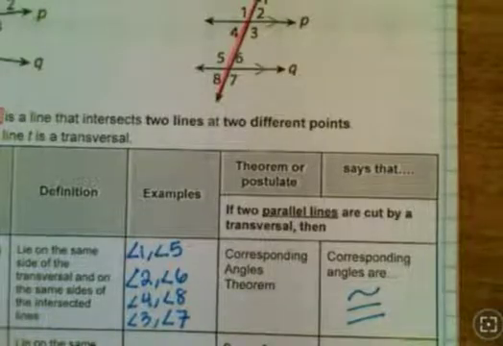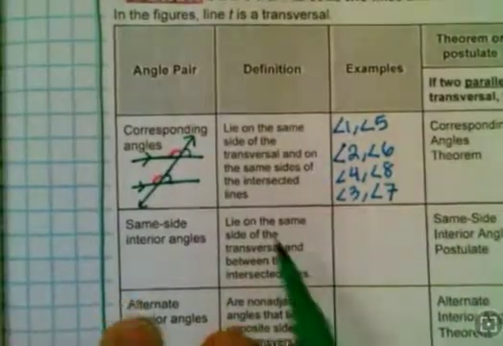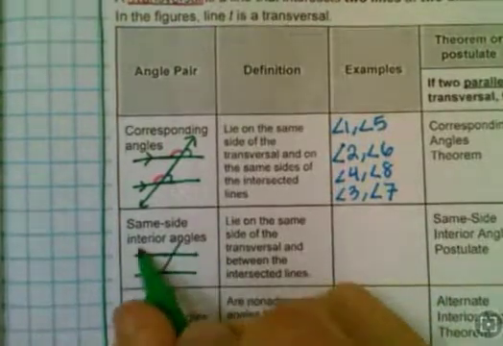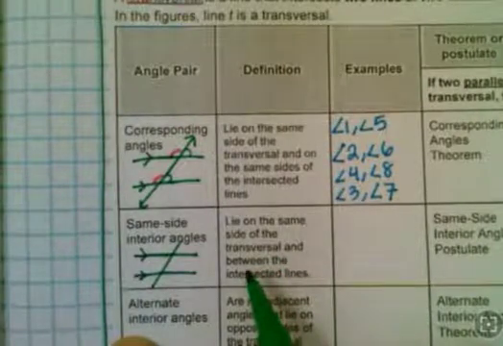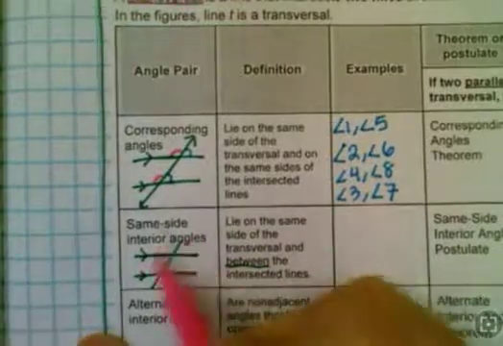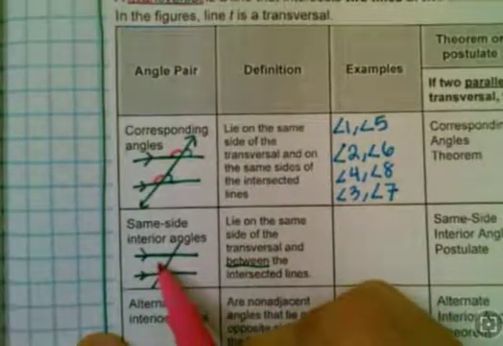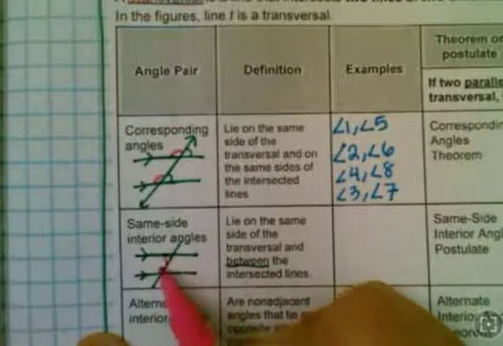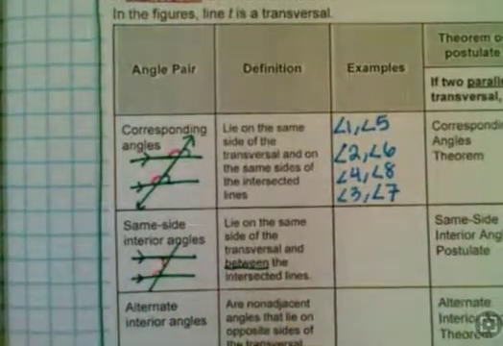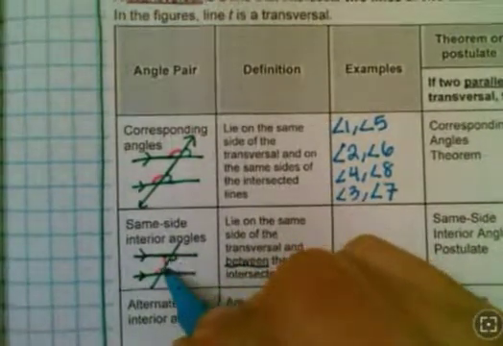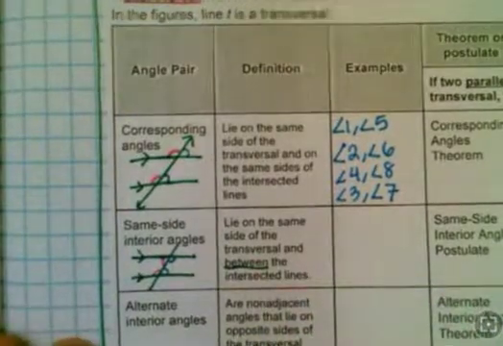Same side interior, that's our next one. Same side interior, let's draw a little mini diagram here. These are parallel lines. They lie on the same side of the transversal again, and between the intersected lines. So again, we'll kind of focus on the left-hand side, but this time they have to be between the intersected lines. So here and here. Those are same side interior angles. Or we could be on the right-hand side, and those are same side interior angles.